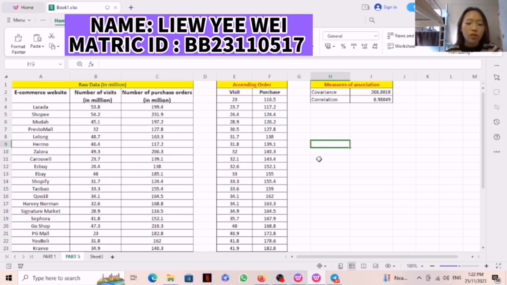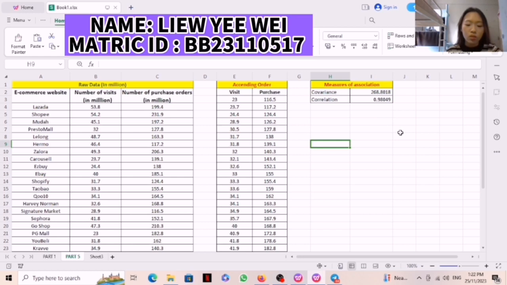First of all, this is the table for the raw data in million. There are 30 e-commerce websites in the table, for example Lazada, Shopee, and so on. Here are the number of visits in million, and this is the number of purchase orders in million. After that, we need to build an ascending order table for the number of visits in million and the number of purchase orders in million.